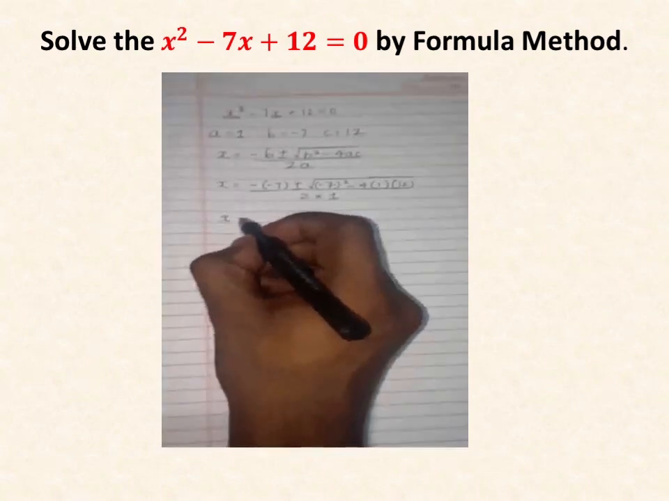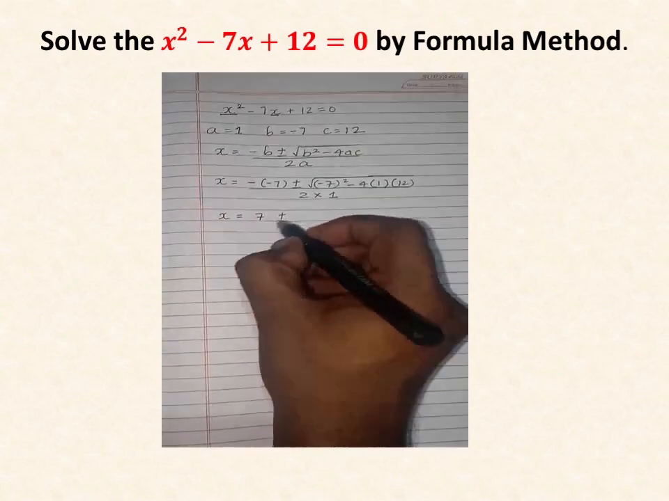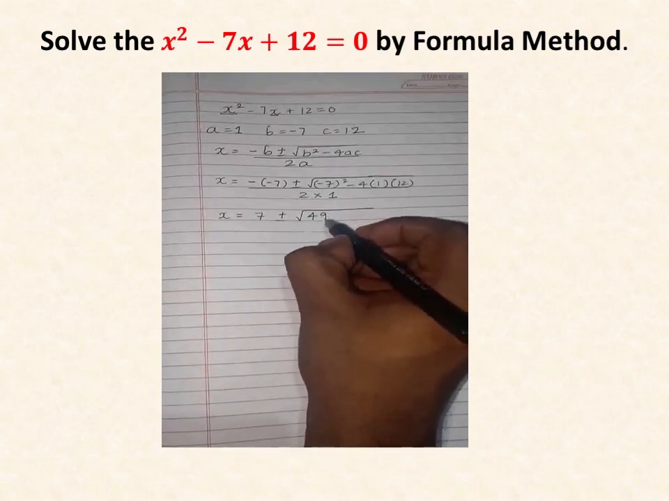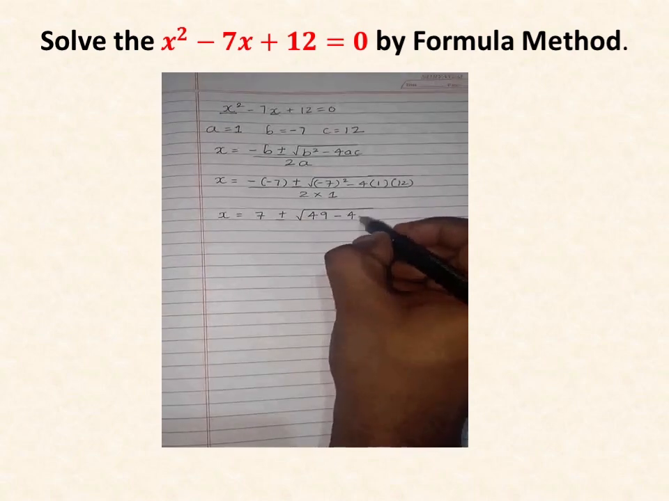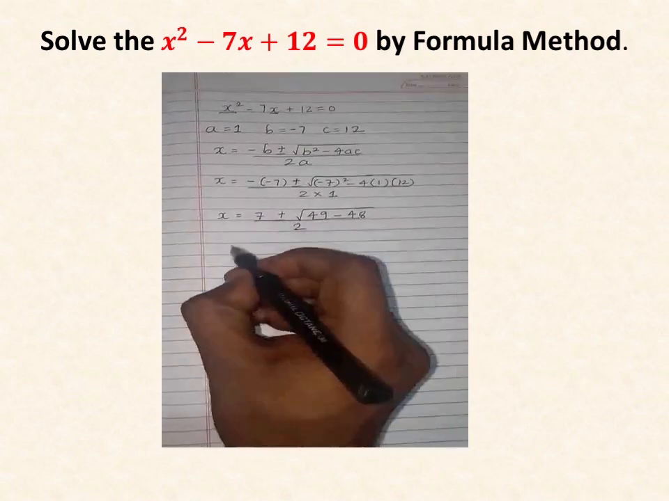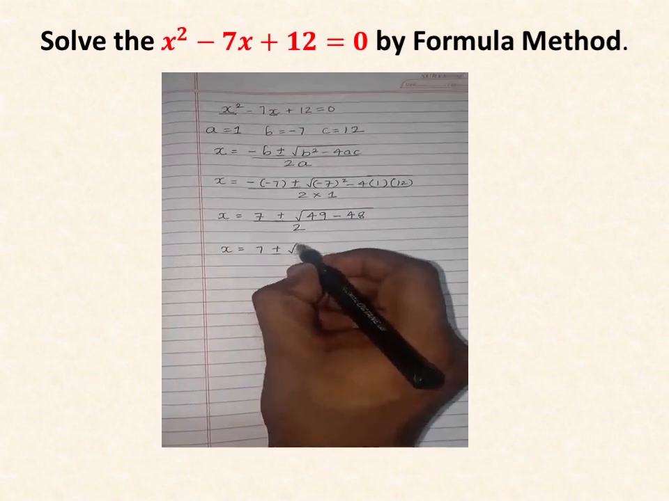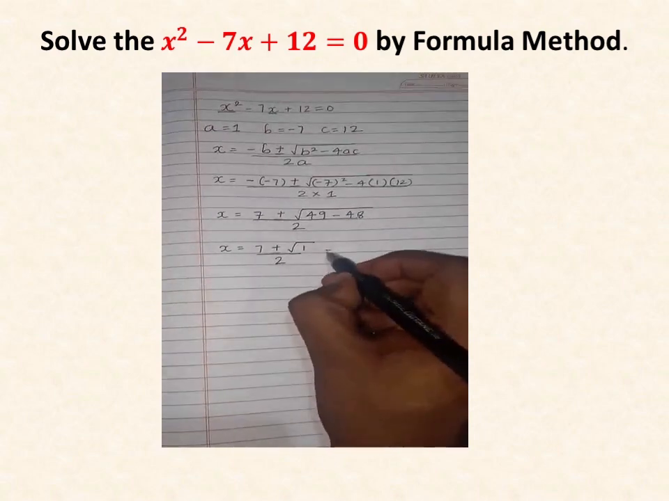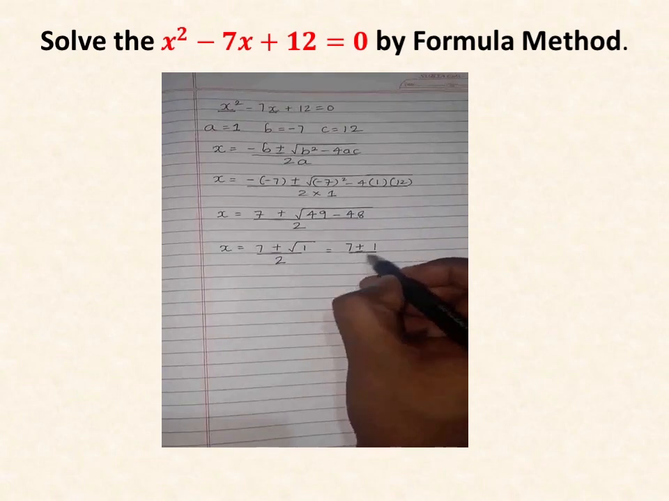Therefore, x equals minus into minus plus 7, plus or minus square root of minus 7 whole square will give you 49. That is, minus 7 into minus 7 is 49. Then 4 times 1 is 4, into 12 is 48, over 2 times 1 is 2. x equals 7 plus or minus square root of 49 minus 48 is 1, by 2. x equals 7 plus or minus square root of 1 is 1, over 2.